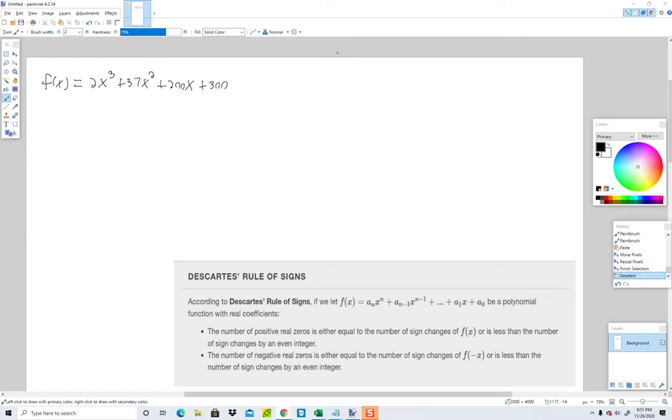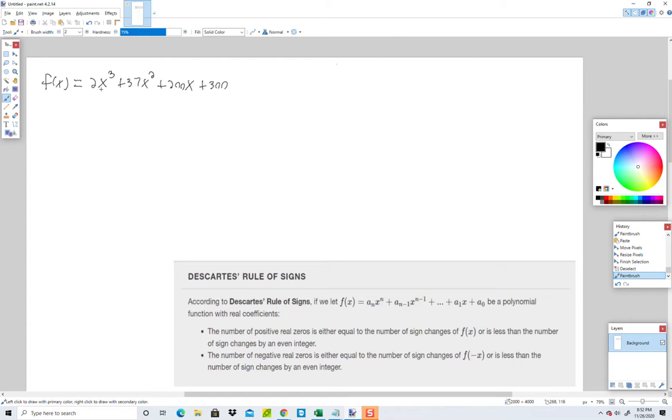Our instructions here for this function are to use Descartes' rule to determine the possible number of positive and negative solutions, and then graph to confirm which of those possibilities is the actual combination. Now, according to Descartes' rule of signs, we have a polynomial function with real coefficients. The number of positive real zeros is either equal to the number of sign changes of f of x, or is less than the number of sign changes by an even integer.